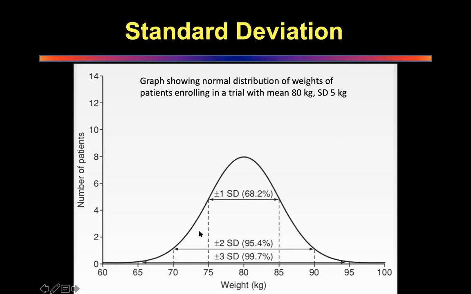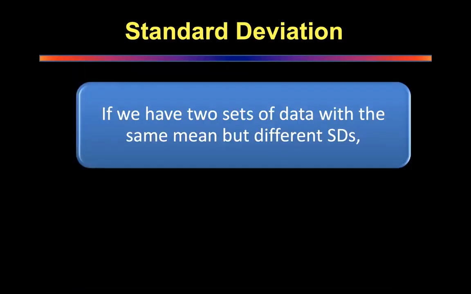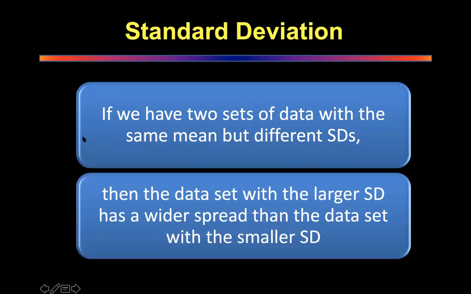Don't talk about these values. I want you to talk about this value on the x-axis, and I want you to tell me what percentage of patients were between 75 and 85. 68.2. You understand? Both ways I can ask you the question. Okay, so if we have two sets of data with the same mean but different standard deviations, then the data with the larger standard deviation has a wider spread than the data with a smaller standard deviation.